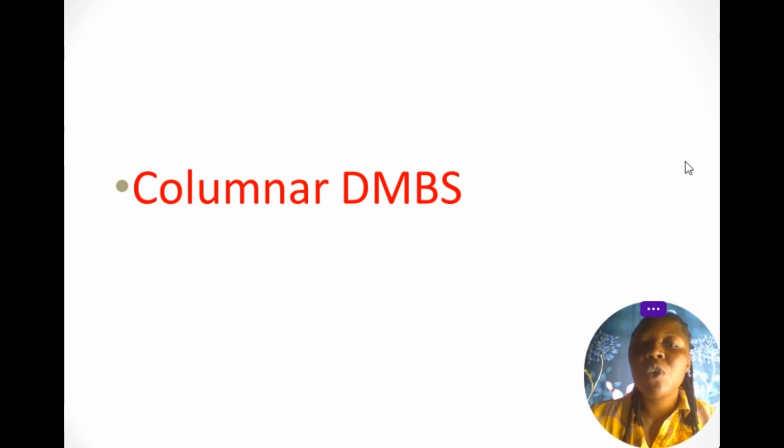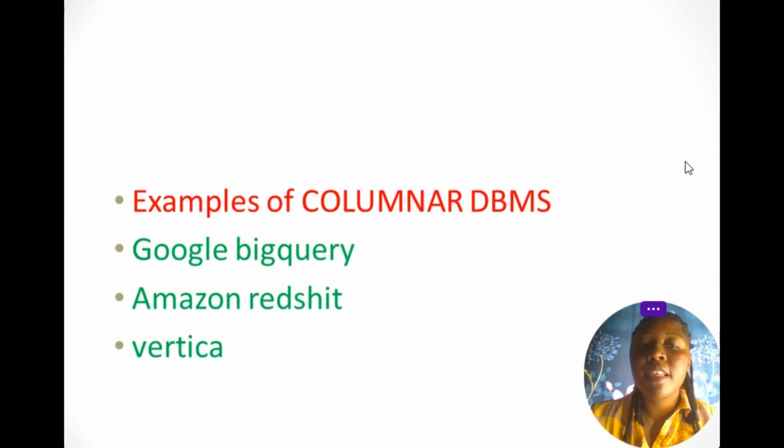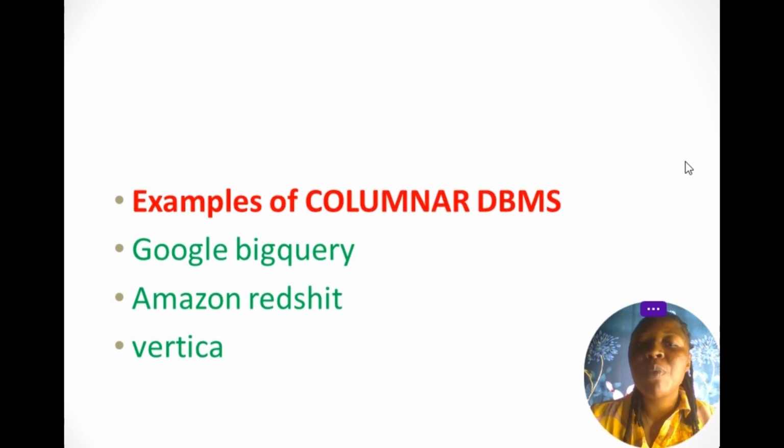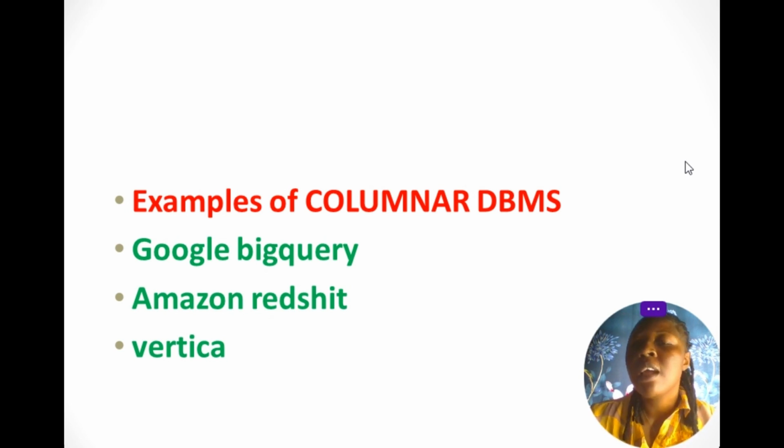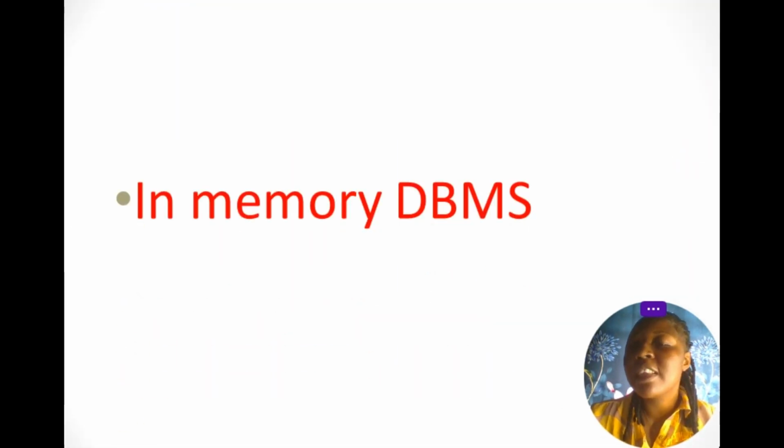There are examples of columnar database management system. One is what we call Google BigQuery, Amazon Redshift, and what we call Vertica. These are the examples of columnar database management system. Let's talk about the in-memory database management system. There are characteristics of in-memory database management system.